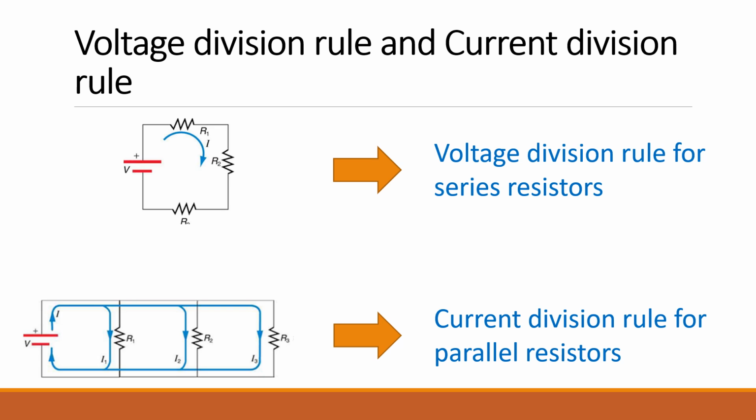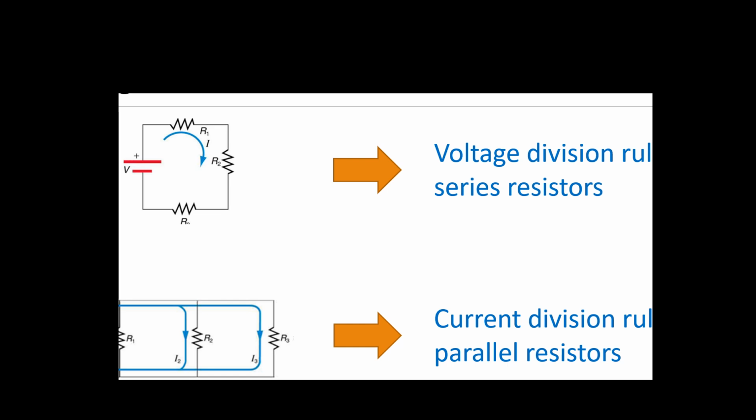Now let's see how we can use the voltage division rule and the current division rule to analyze a circuit. Analyzing a circuit means we are finding unknown currents, resistors or voltages. So the voltage division rule can be applied when the resistors are in series, and the current division rule can be applied when the resistors are parallel.